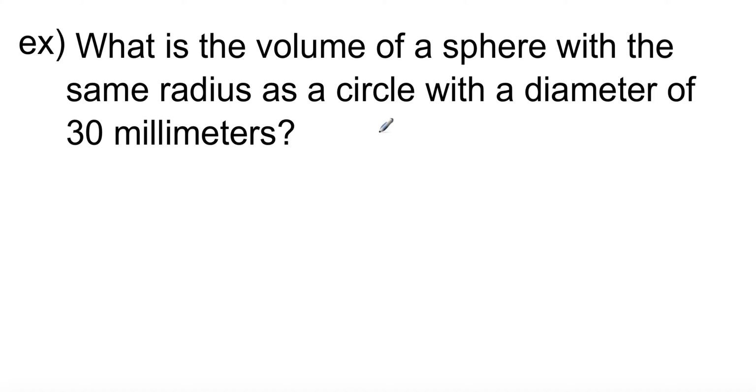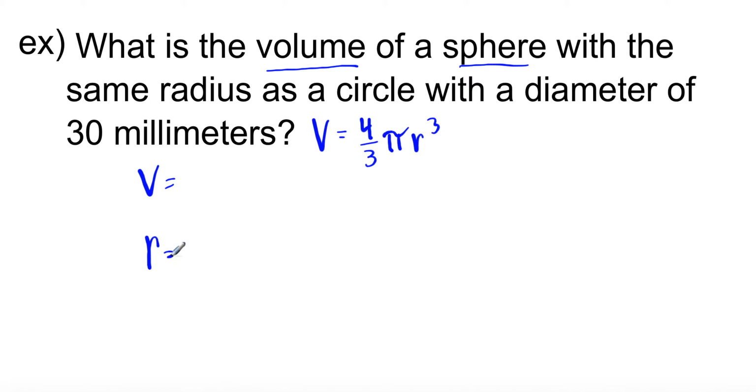This one's from geometry. What is the volume of a sphere with the same radius as a circle with a diameter of 30 millimeters? So we're looking for volume of a sphere. We need to go grab our volume formula, which is 4/3 pi r cubed. We only have 2 variables in this formula, v for volume and r for radius. And right there at the get-go of the problem, it's got the question, what is the volume?